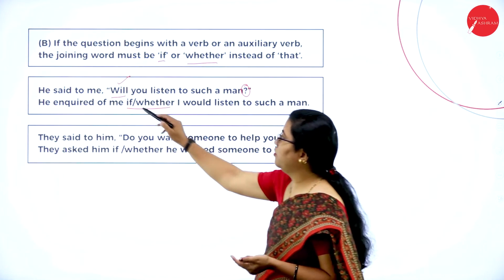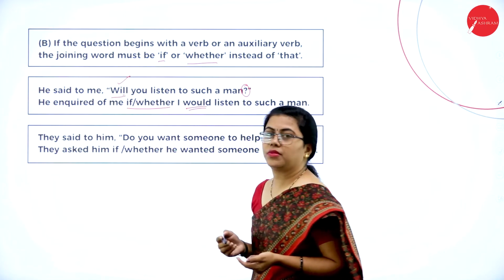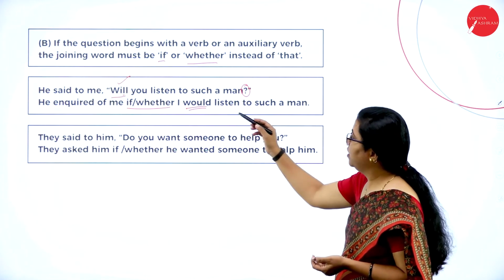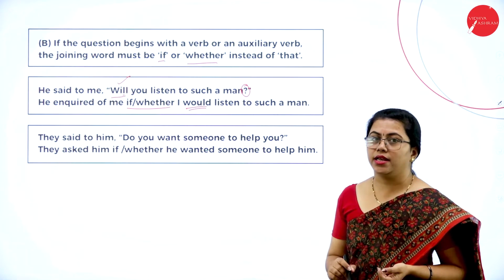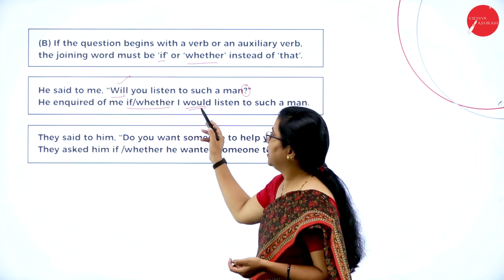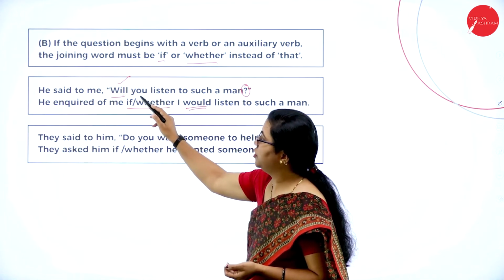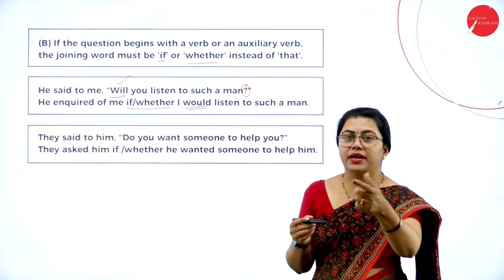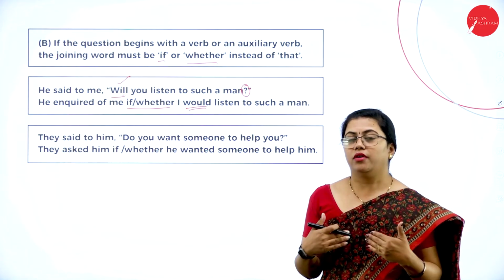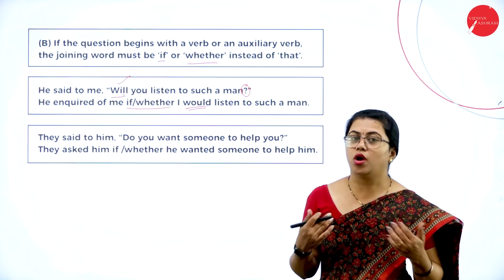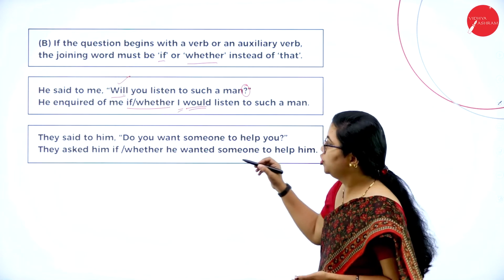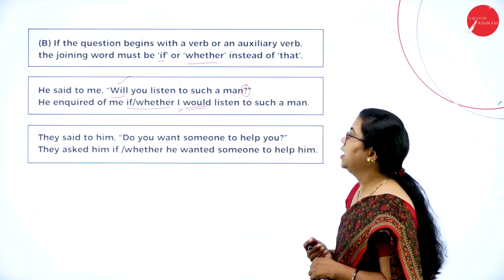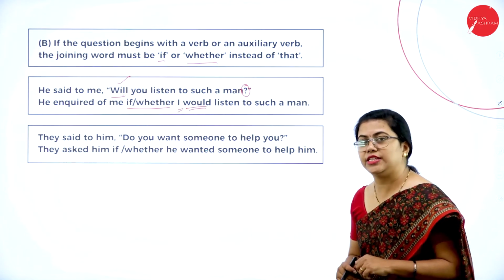So you remember, will is changed to would, isn't it? Whether I would listen to such a man. Fine. So will has to be replaced by this only. You refers to me there. Okay, so somebody is asking me, right? So whether I will listen to that person. So I is the pronoun that you have to use over here. So he inquired of me if or whether I would listen to such a man.